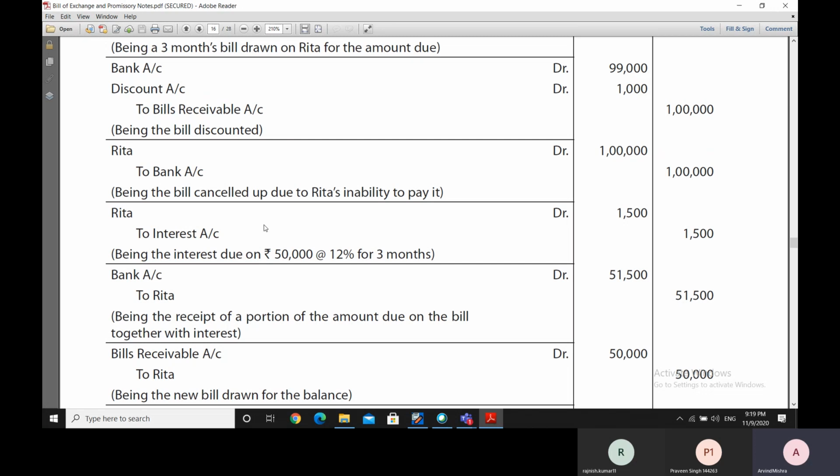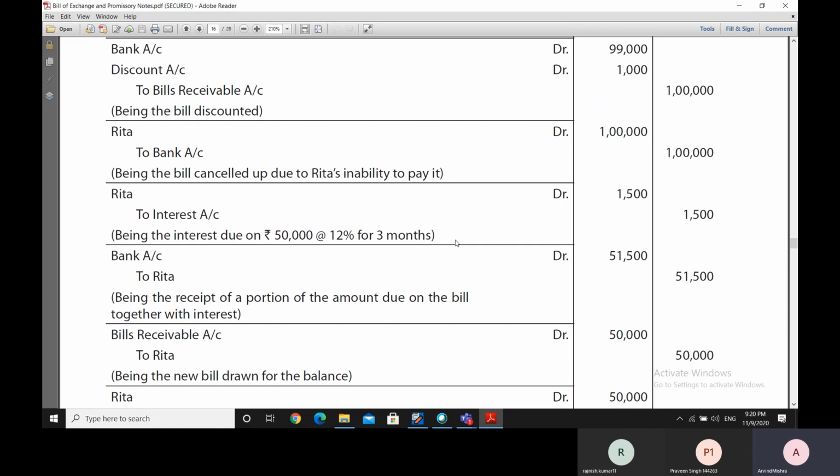Because the deal is that out of the 1 lakh rupees that Rita has to pay, and Rita has requested a renewal of the bill, but Rita has been told that you pay 50,000 immediately upfront, and apart from that 50,000 you pay the interest on the remaining 50,000. Then only we will renew the bill and make a new bill, a fresh bill for 50,000 rupees. So here therefore Rita's account is debited by 1,500 and interest account is credited for 1,500.